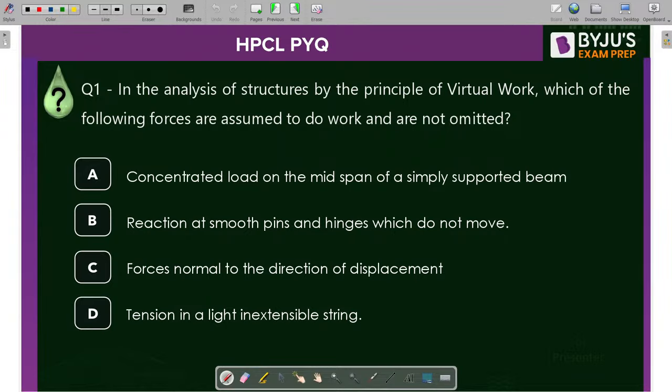In the analysis of structure by principle of virtual work, which of the following forces are assumed to do work and are not omitted? Tell me, guys.